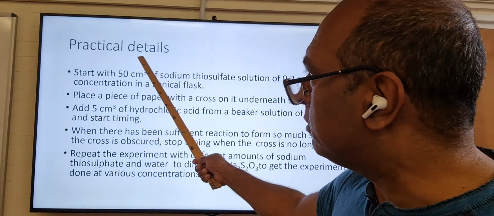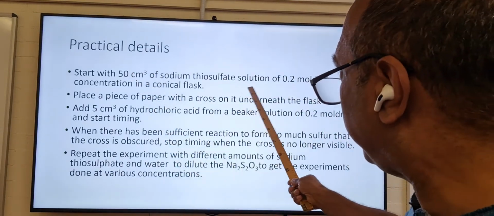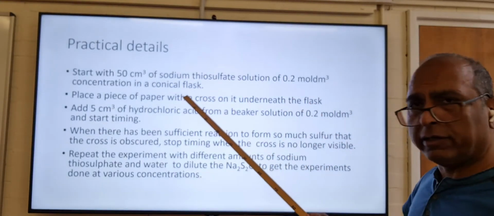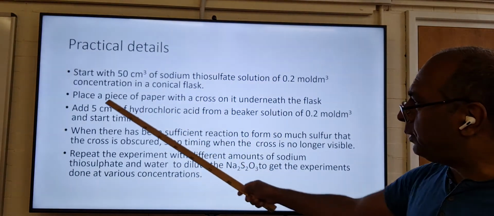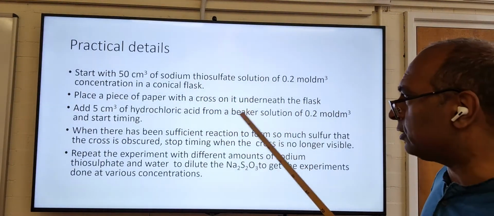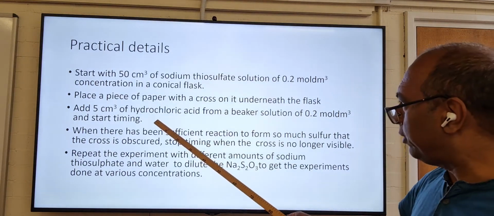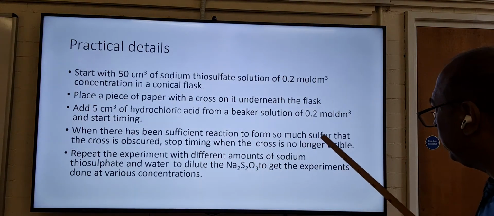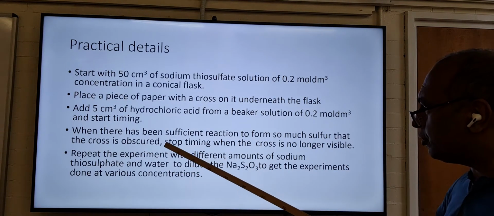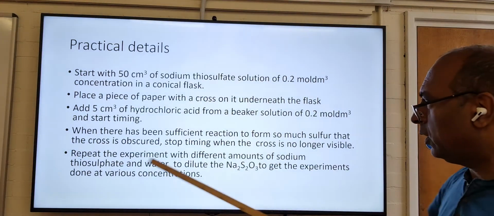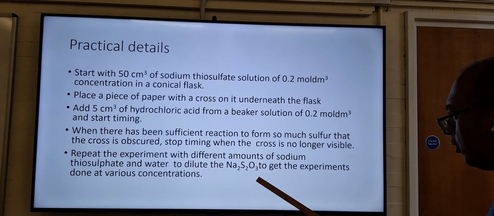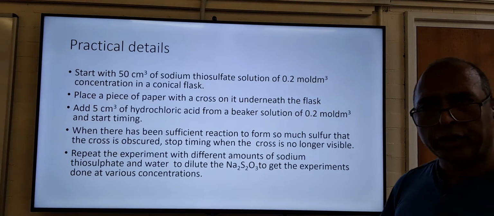So, practical details. We're going to put 50 of thiosulfate. That's the concentration we start with. We're going to put 50 of it in a conical flask. Place a piece of paper with a cross on it under the flask. Add some hydrochloric acid and start timing. When there's been sufficient reaction to form so much sulfur that the cross is obscured, stop timing. Repeat the experiment with different amounts of thiosulfate and water to dilute the sodium thiosulfate to get experiments done at various concentrations. I'm going to do all of that.